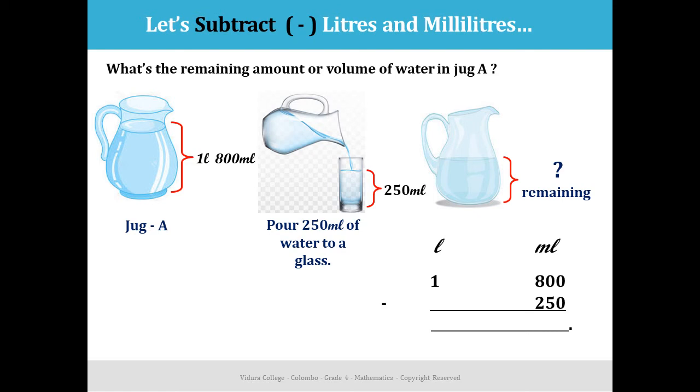First, mention liters and then milliliters. From the total amount of 1 liter and 800 milliliters, subtract 250. You can see the sum on the screen. 1 liter under liter, 800 milliliters under milliliter. And from that one, subtract 250 milliliters. Let's subtract and see.